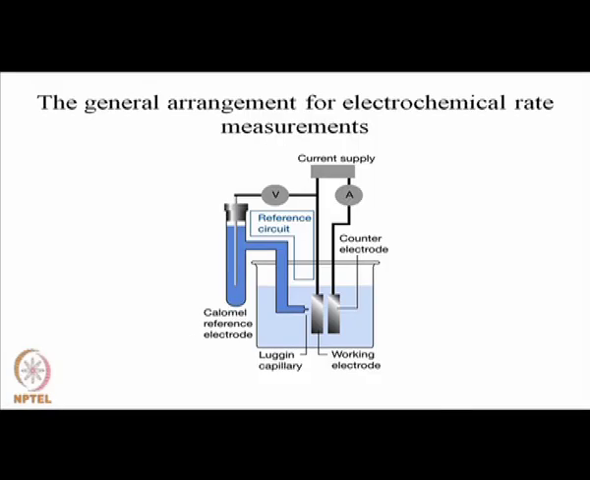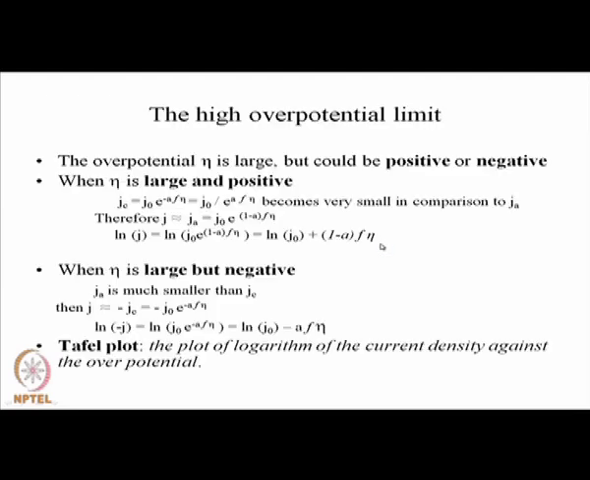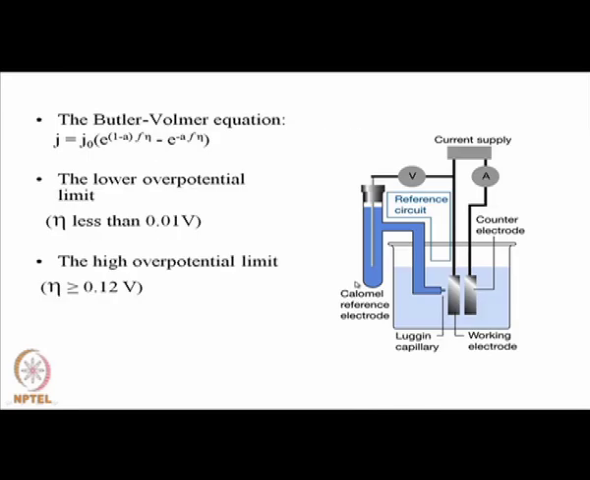So this is the general arrangement for measurement of electrochemical rates, as I told you earlier. Basically you do a current potential diagram. If you think of your Tafel plot or this Butler-Volmer plot, everywhere you are plotting current density. Current density means it is basically the difference of the anodic and cathodic currents. So you are measuring the current density.